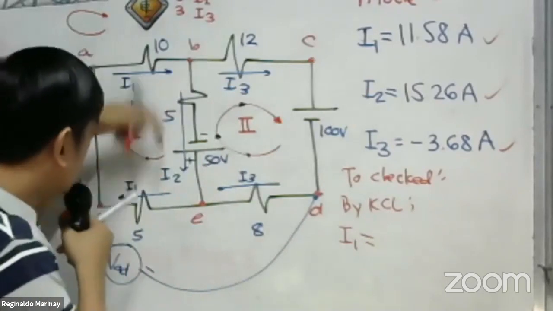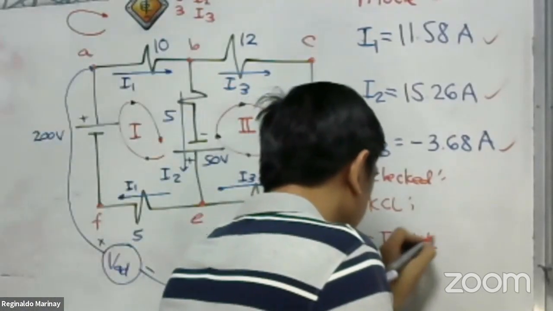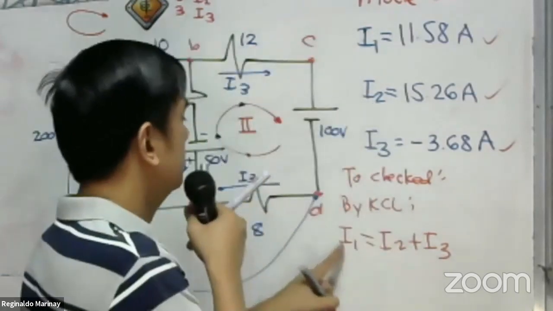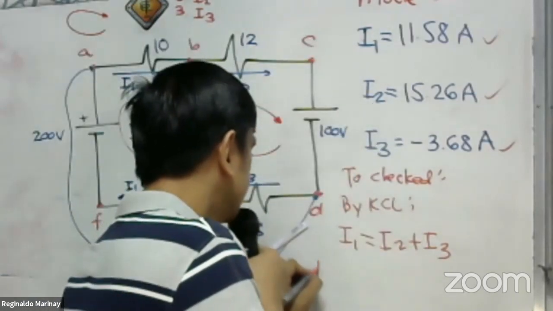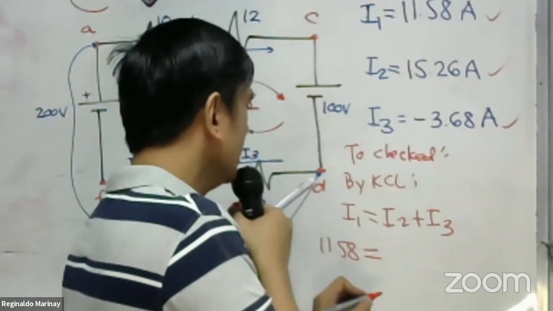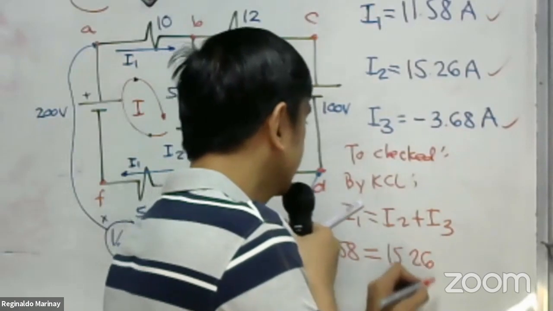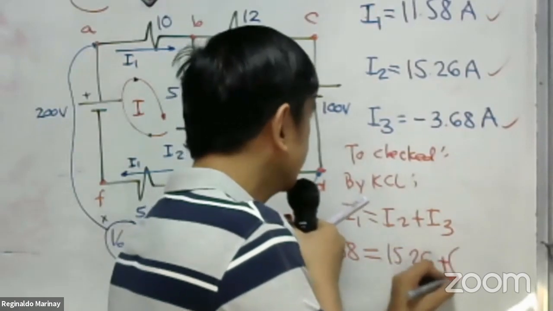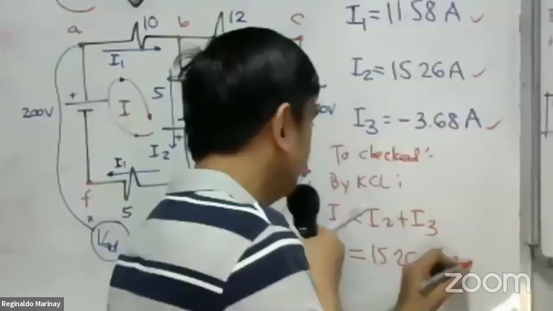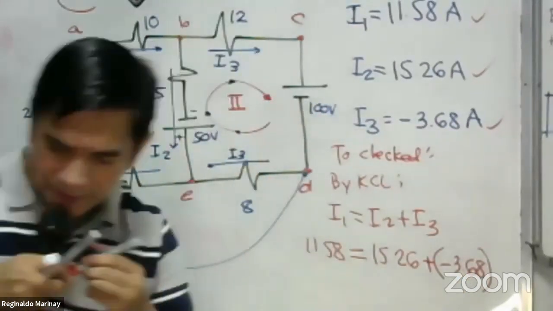I1 will be equal to I2 plus I3. Okay, what is our I1? That is 11.58. Is that equal to I2, which is 15.26, plus, take note, this is 3.68? Are they equal, yes or no?